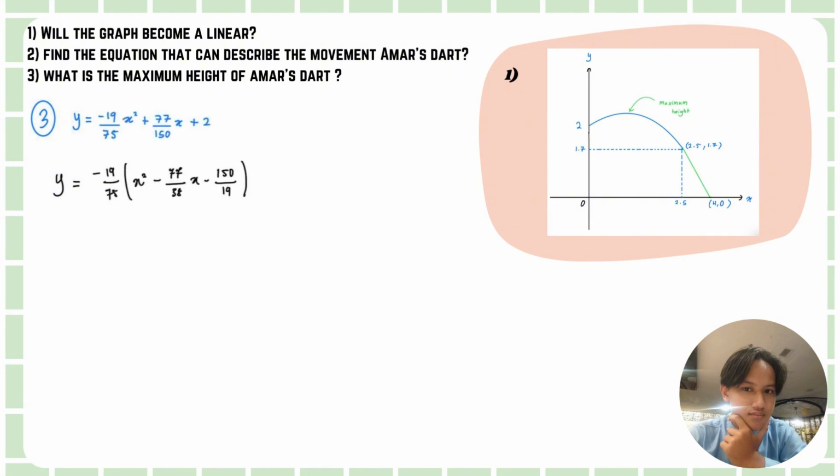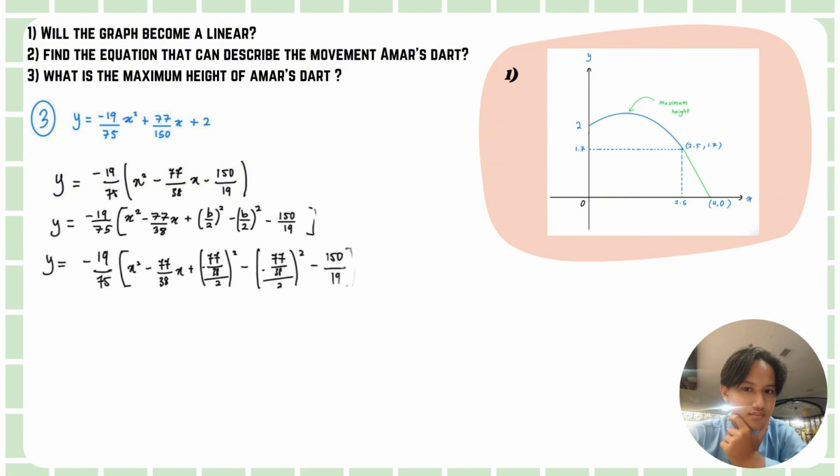For the third question, we can find the maximum height by using the quadratic equation that Amar got from the previous question. We have to change it to vertex form. We can use the method of completing the square to get the vertex form. Firstly, we must factorize the -19 over 75. And from then, we add plus and minus of (b over 2) squared in the equation. After that, we can substitute the value.